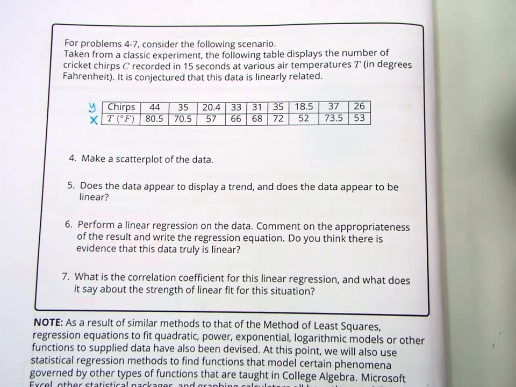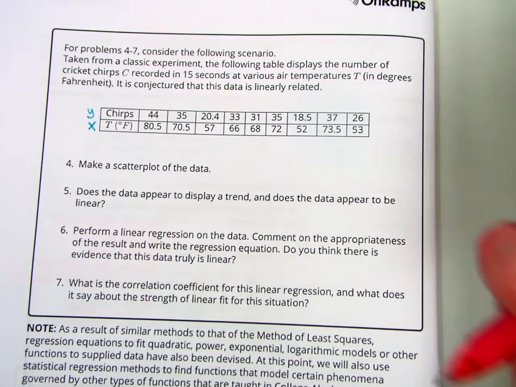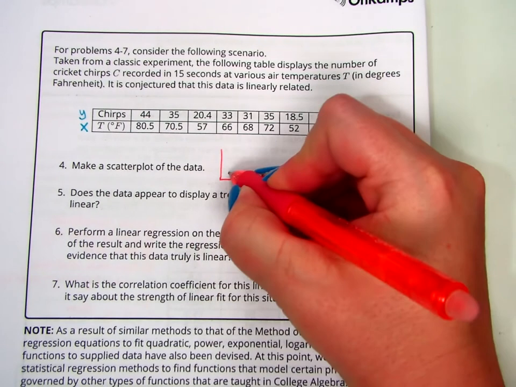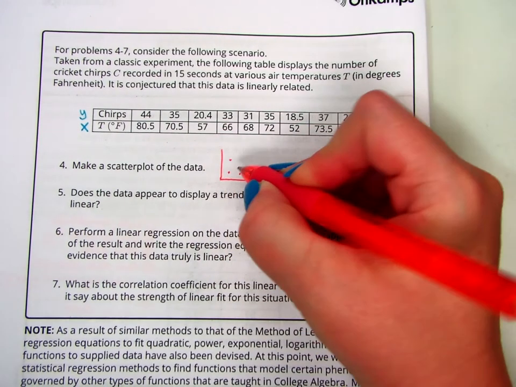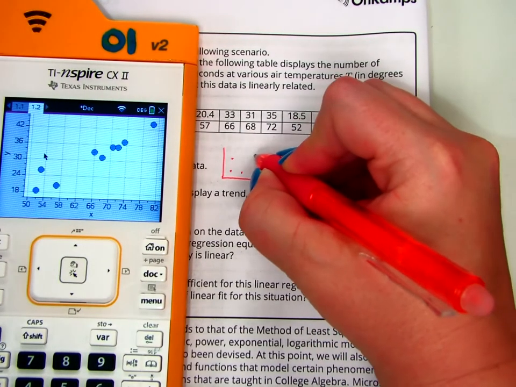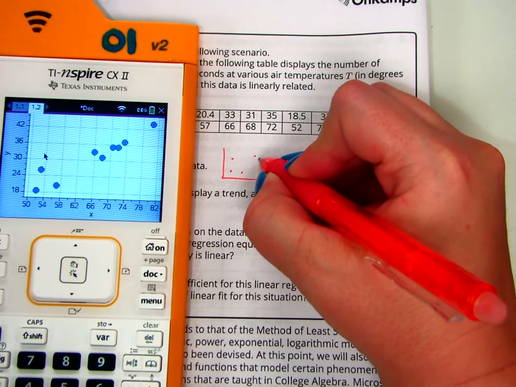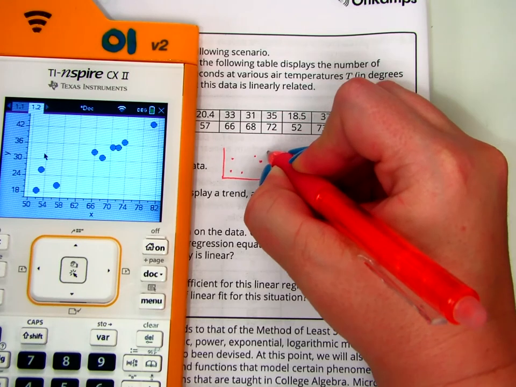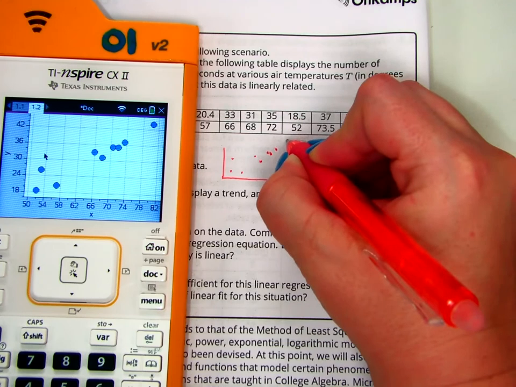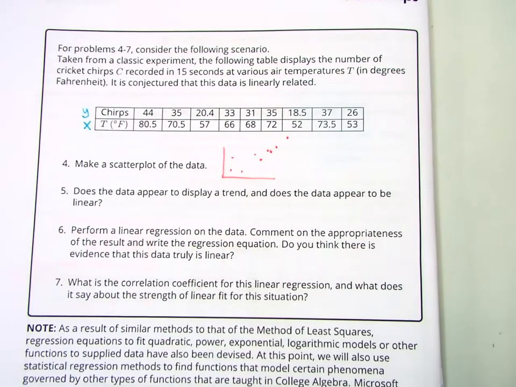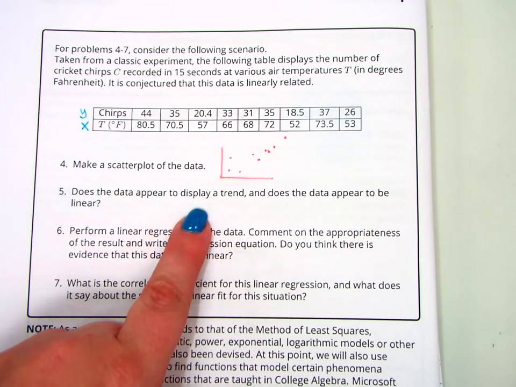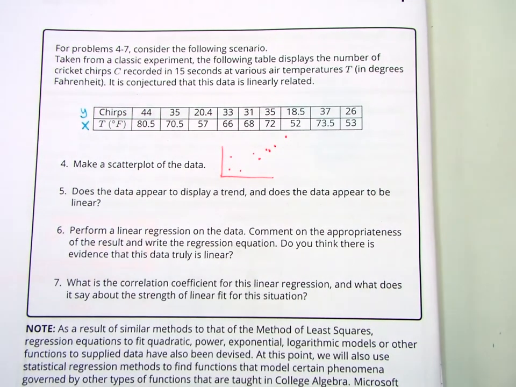Okay, does the data appear to display a trend? If you want, you can kind of sketch your data, what it's going to look like. Just so you have it, I've got like 1, 2, 3. I'm just going to kind of randomly sketch what this looks like. And then I've got like 2 kind of together, and then 2 real close together, and then 1 right here, and then 1 way up here.